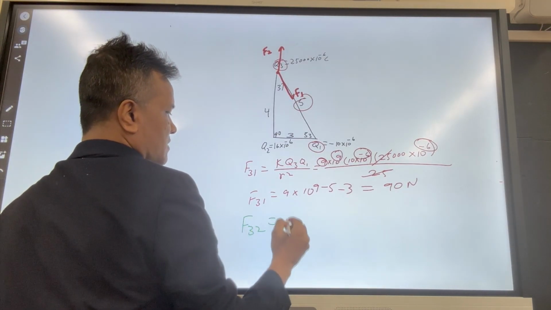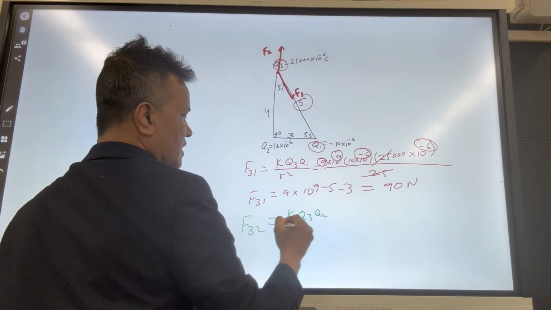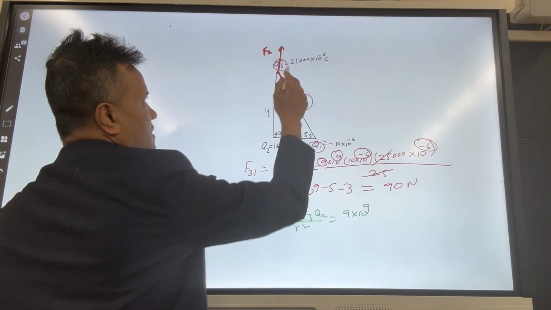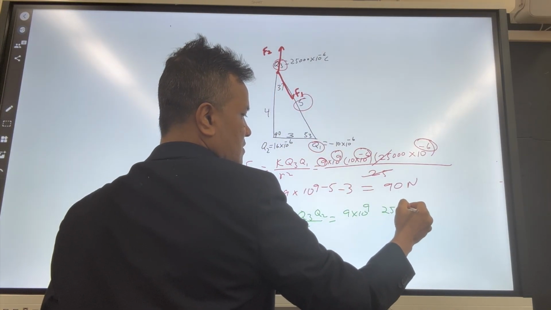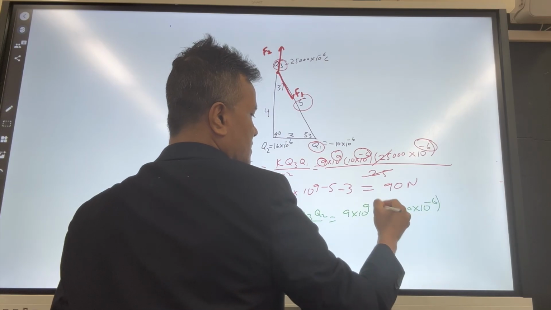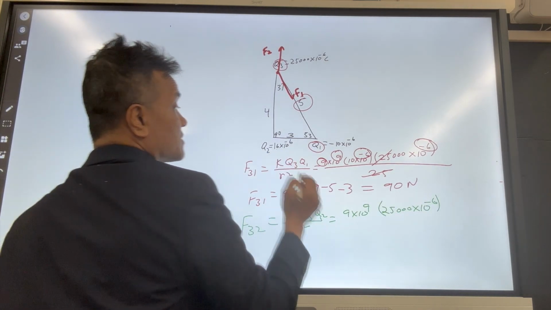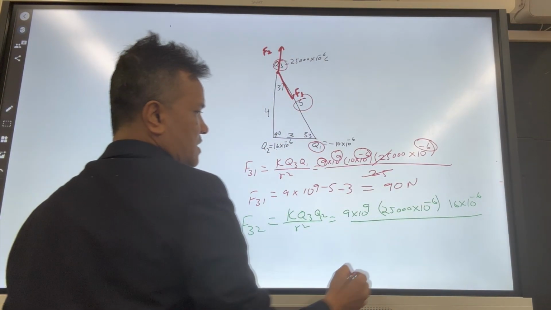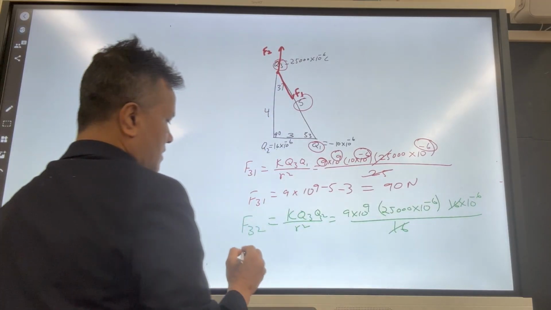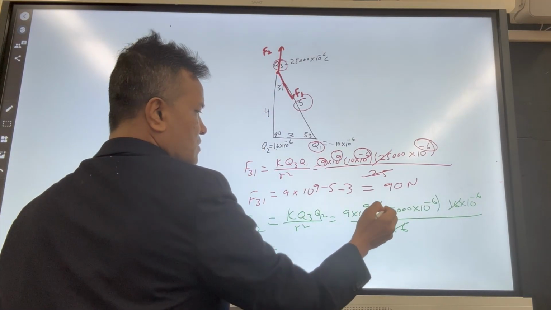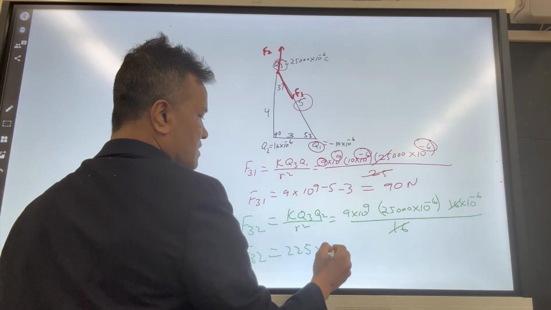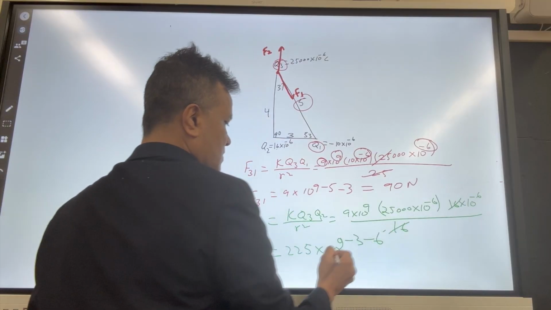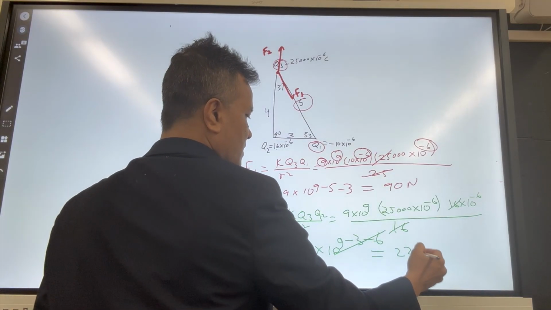Now we're going to do F32. F32 would be K Q3 Q2 over R squared. So 9 times 10 raised to 9, Q3 is 25,000 times 10 raised to negative 6, Q2 is 16 times 10 raised to negative 6, divided by 16 squared, so that cancels. F32 is 9 times 25, which is 225, times 10 raised to 9 minus 3 minus 6. So this one cancels, and F32 is 225 Newton.